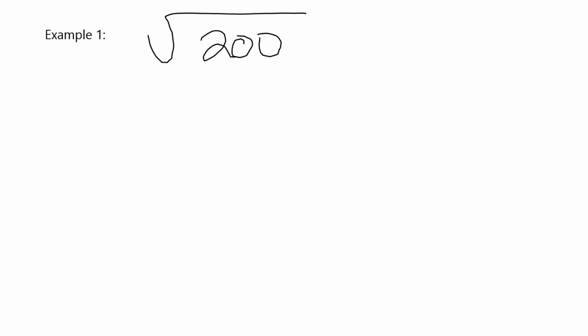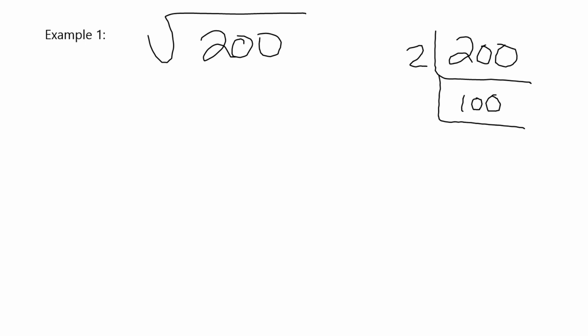So you're going to go off to the side and start with 200. To do a prime factorization tree, you just keep dividing until you have all prime numbers. The first prime number that you divide by is 2. So 200 divided by 2 gives you 100. 100 can be divided by 2, which gives you 50. 50 can be divided by 2, which gives you 25.